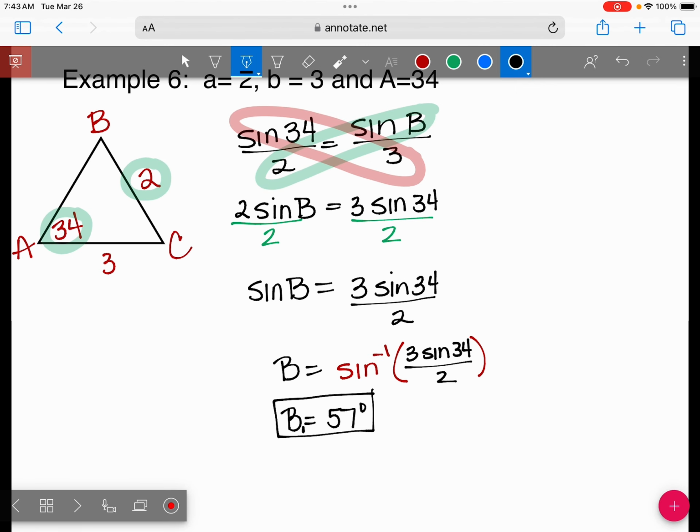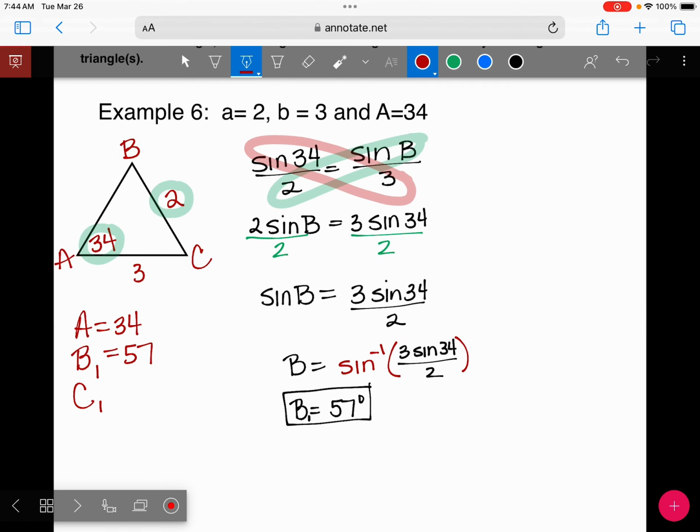So over here, I'm gonna list what we have. For our first, we know we have at least one triangle, okay? So over here I have A is 34. Then I'm gonna call this B1 is 57. Go ahead and find C1 using triangle sum.